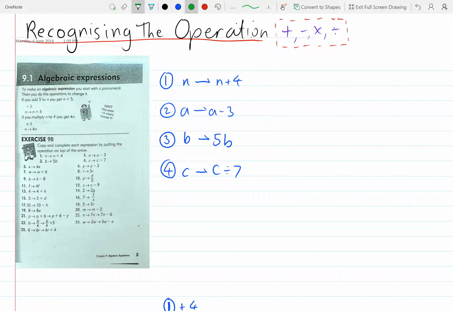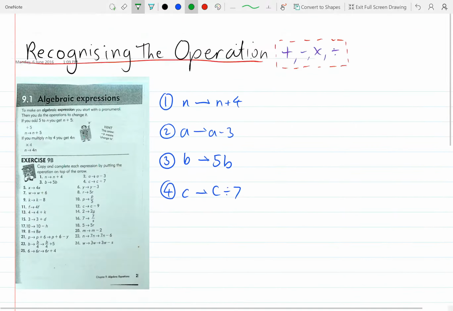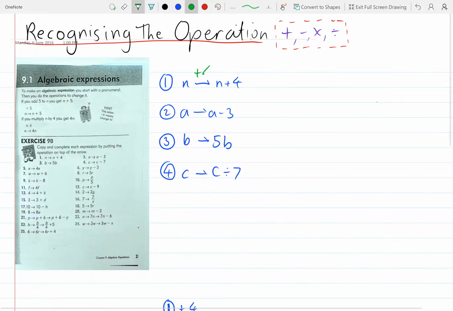Okay, but to get from n to n plus 4, all we've got to do is add 4. If I take any number and I add 4, I'll have that number plus 4. So that gives us the answer of plus 4. That's our answer, because to go from n to n plus 4, you just add 4.